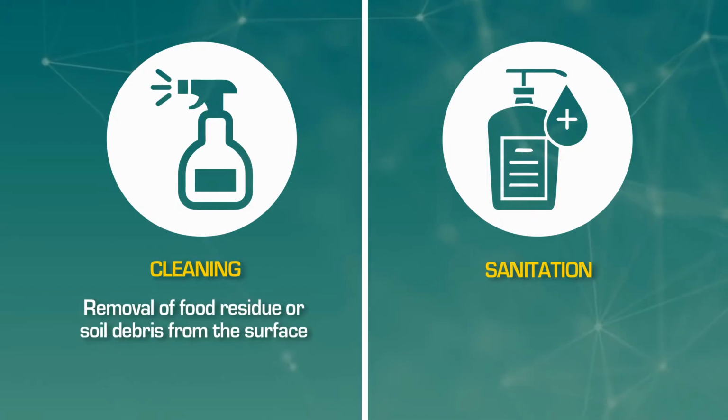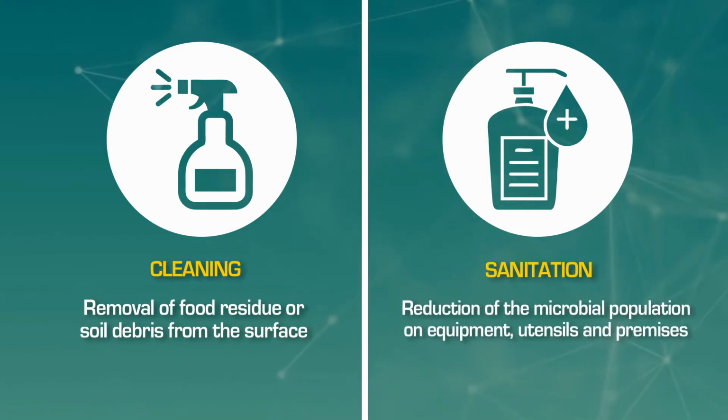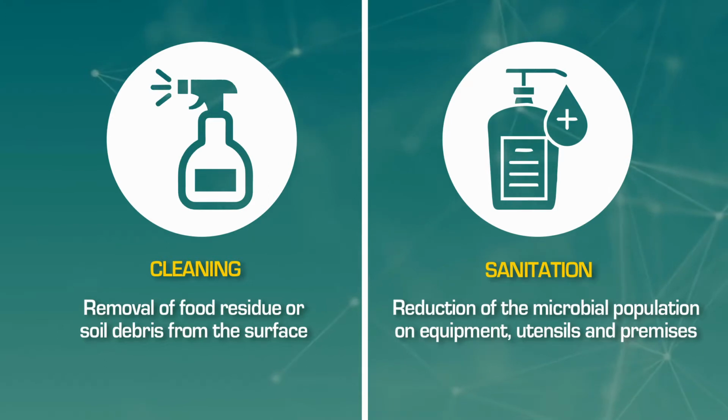Let us start by understanding the difference between cleaning and sanitation. Cleaning is the removal of soil debris and food residue from the surface, whereas sanitation is the reduction in the microbial population from equipment, utensils and premises. Both are required as per the regulation. Let us see how. So let us now understand the need and importance of the 5 points required by the regulation under cleaning and sanitation.